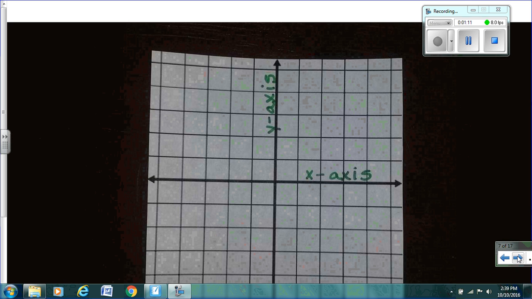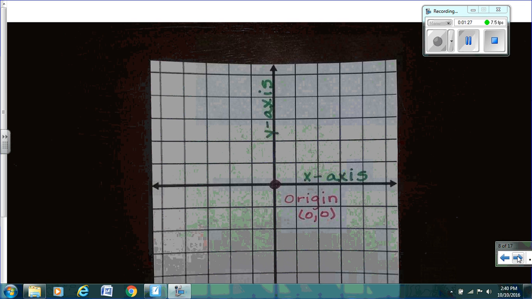So on the graph paper, you're going to label the x-axis and the y-axis. The x-axis is always that horizontal line that goes from left to right, and the y-axis is vertical, the one that goes up and down. The center point where the y-axis and the x-axis cross is called our origin. The points are 0, 0.